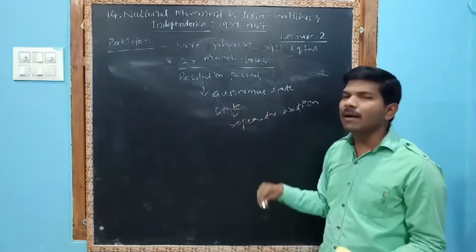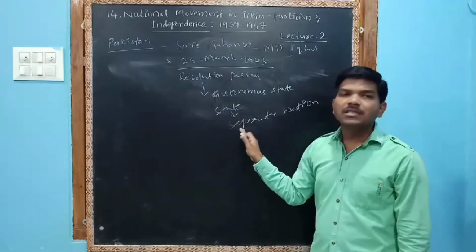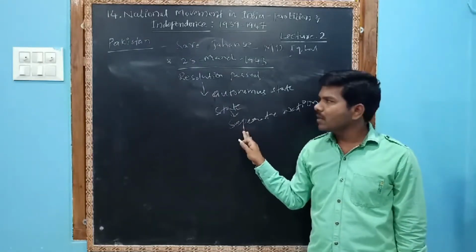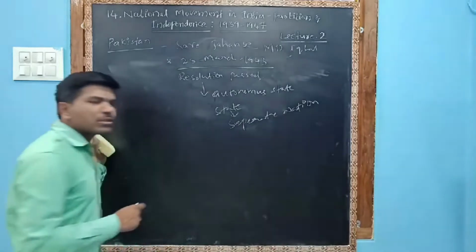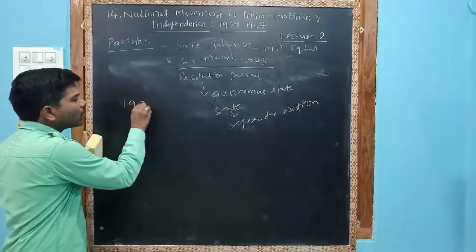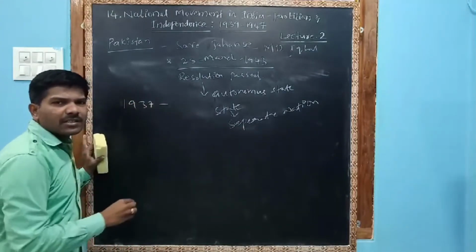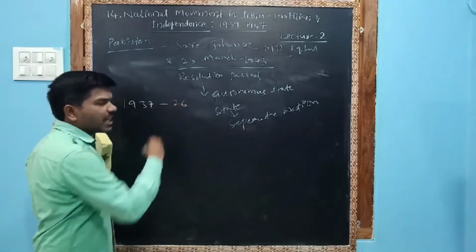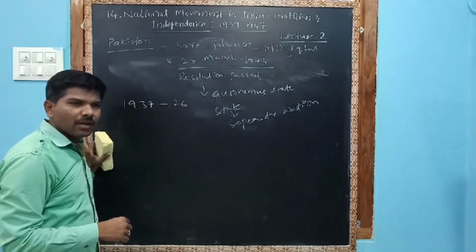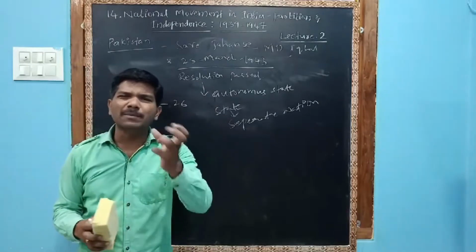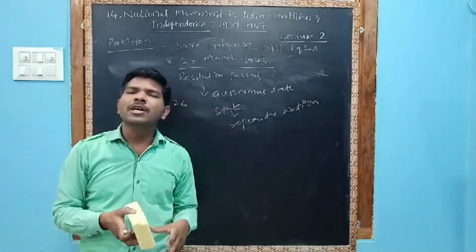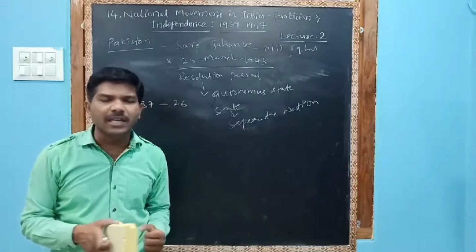Then separately, in later days, some of the Muslims demanded a separate nation. Recall the 1937 elections, where Congress won the Muslim seats in 26 states, so certain Muslims were not accepted. They said, no, we have to mingle with the Hindus because our country is India.